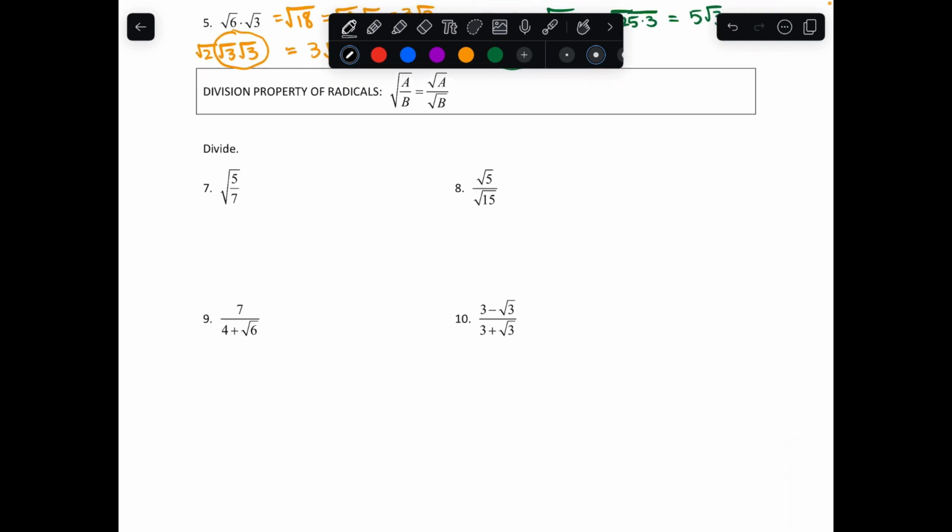We have one more property that we need to discuss. It's the division property of radicals, which has a very similar flavor to our multiplication property of radicals. This just says that if we have the square root of a fraction, we can actually separate it as the square root of the numerator divided by the square root of the denominator. Now, another note about division is that the proper form for having radicals in fractions is that we don't want to have any radicals in our denominator.